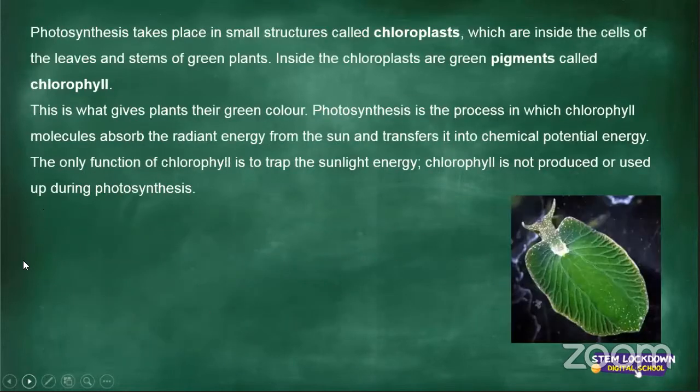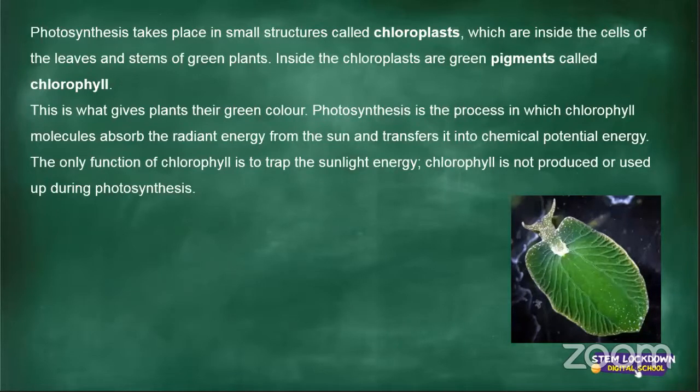Okay, so photosynthesis takes place in small structures called chloroplasts, which are inside the cells of the leaves and the stems in a green plant. And inside the chloroplast, you get a pigment called chlorophyll. If you look at the picture here on the right hand side, you will see this leaf under a microscope, and you can see that it has these little veins that go through it. These are green pigments, and also all around here you will find chlorophyll. This is what gives the plants the green color.